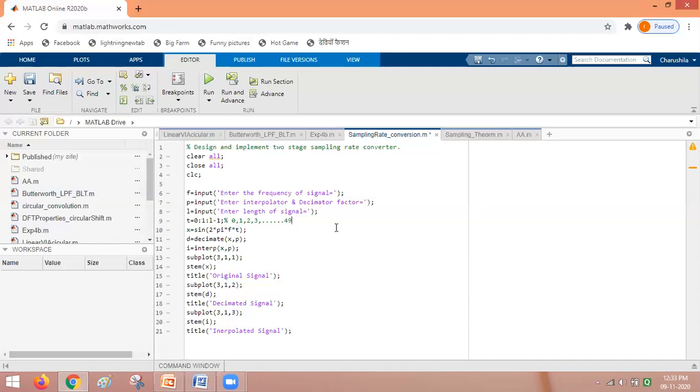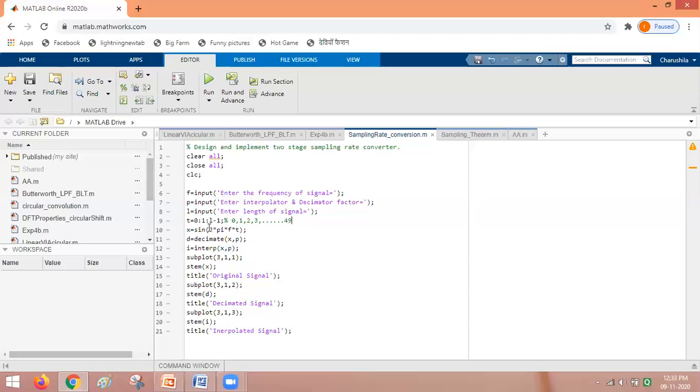So this way total 50 number of values are generated for the variable t. Then the sine inbuilt function is used here to generate a sine signal, and that signal is saved in the variable x. x is equal to sine 2 pi ft. Whatever is the frequency accepted through user, that frequency will be used to generate the sine wave.